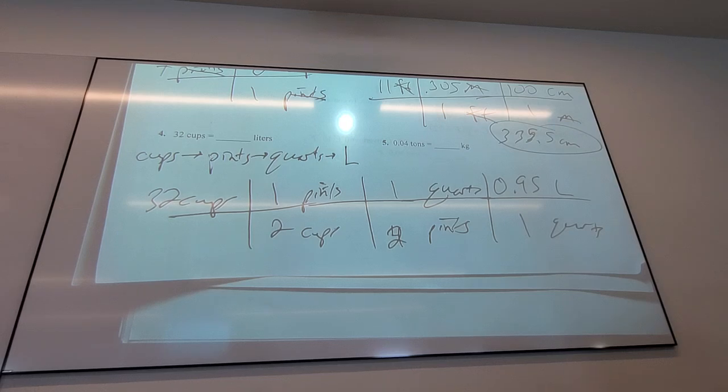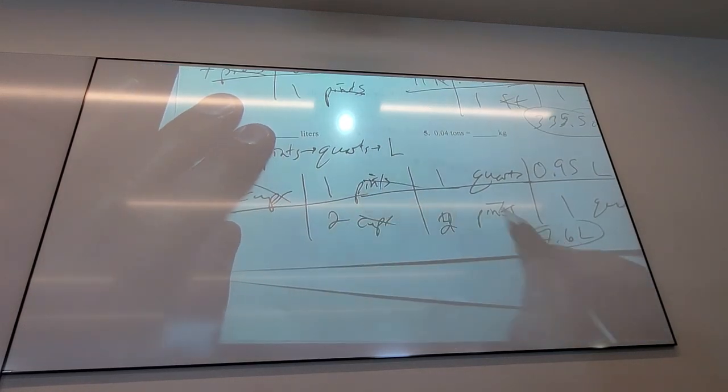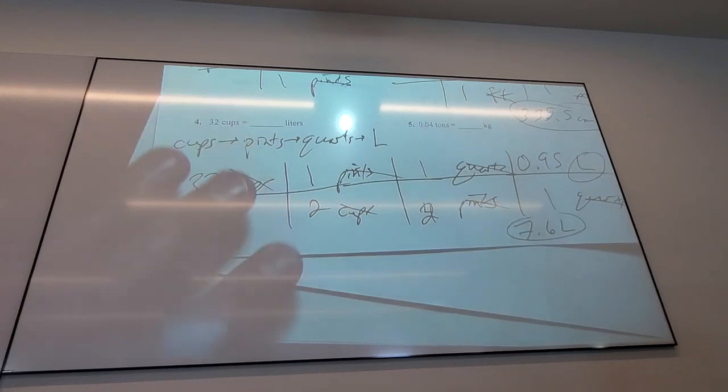7.24. Wow, you were off, Jeff. What did I do? 8 plus 7.2. Yeah, what did I do? I don't know. I did something. Oh, I went too far over. 7.6 is what I get, liters. Cups died, pints died, quarts died, so liters is left alive at the end.